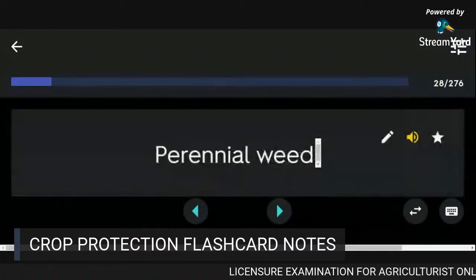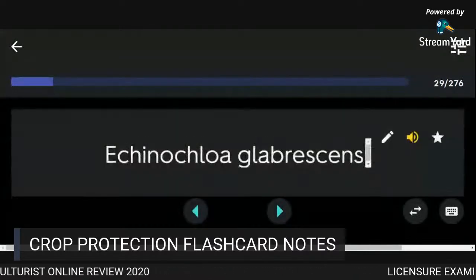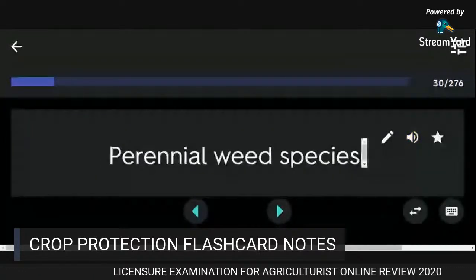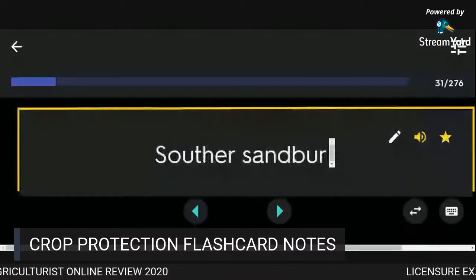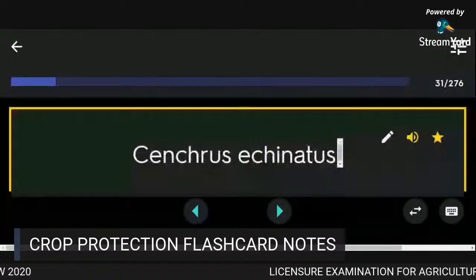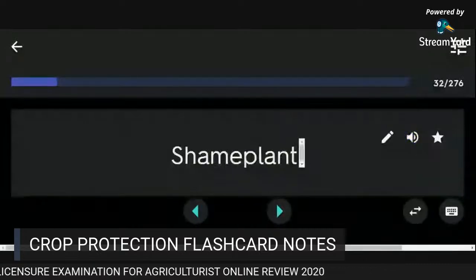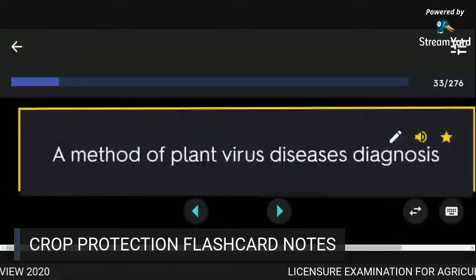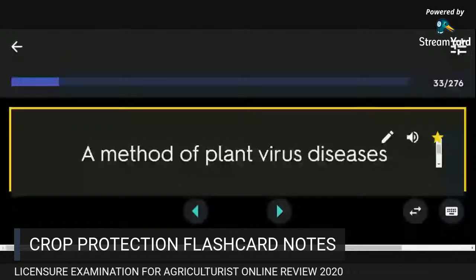Perennial weed, easily spread by strong winds. Echinochloa glabrescens. Perennial weed species: Imperata cylindrica. Southern sandbur: Cenchrus echinatus. Chemical plant: Mimosa pudica. A method of plant virus disease diagnosis: enzyme-linked immunosorbent assay.